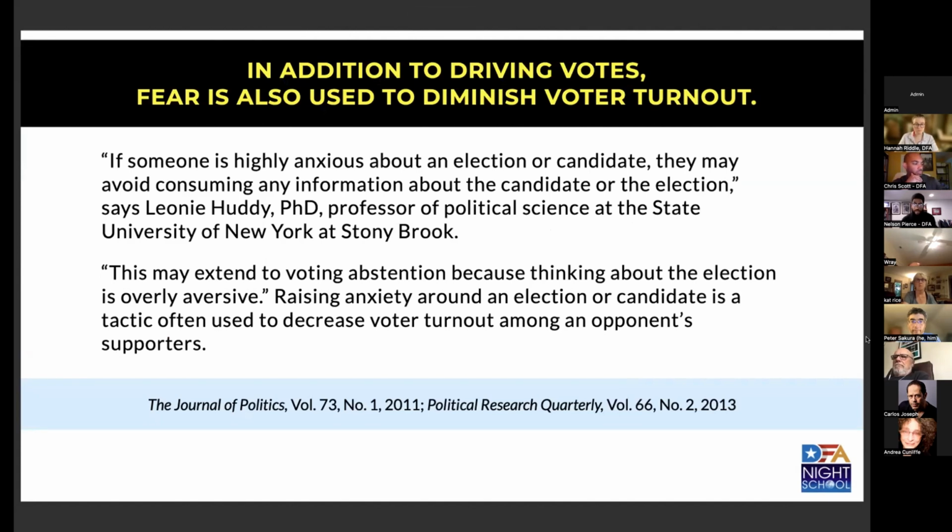From the same article goes on to quote the Journal of Politics and says, if someone is highly anxious about an election or candidate, they may avoid consuming information about the candidate or the election. This may extend to voting abstention because thinking about the election is overly aversive. Raising anxiety around an election or candidate is a tactic often used to decrease voter turnout among an opponent's supporters.